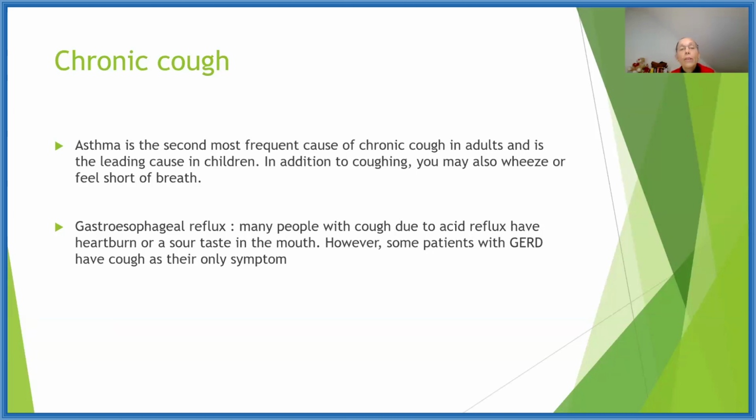Asthma is actually the second most frequent cause of chronic cough in adults, and in children it is the leading cause of cough in children and adolescents. In addition to coughing, if someone has asthma, they would also experience other symptoms. They will report at times wheezing or having shortness of breath or chest tightness.